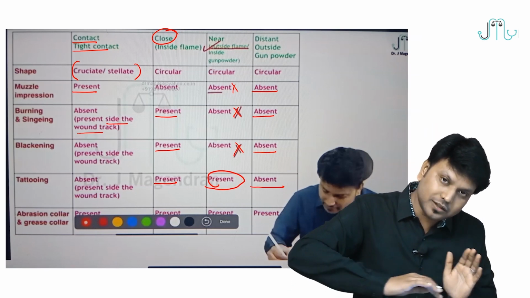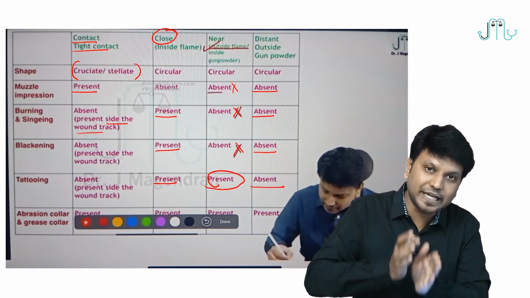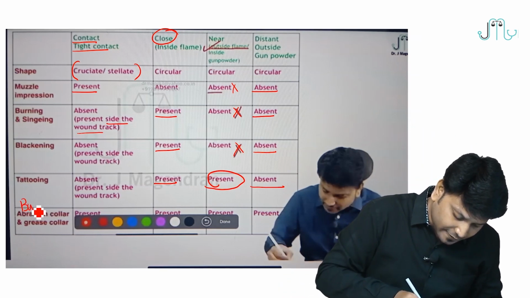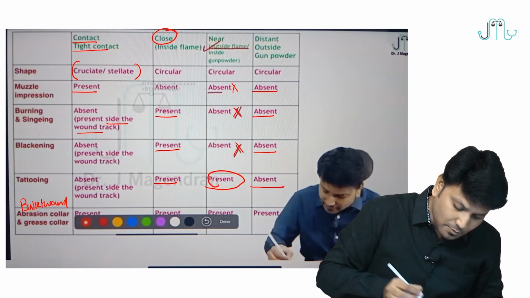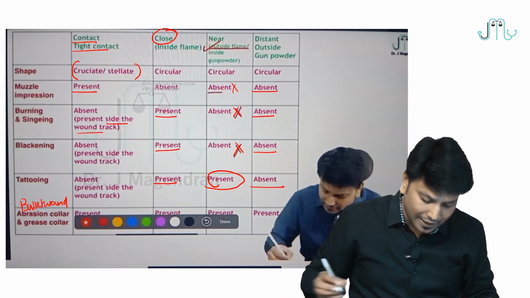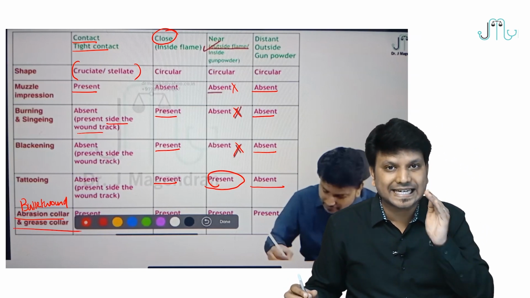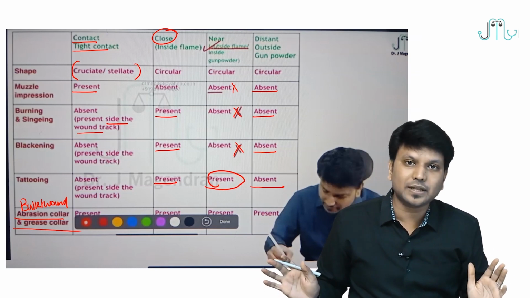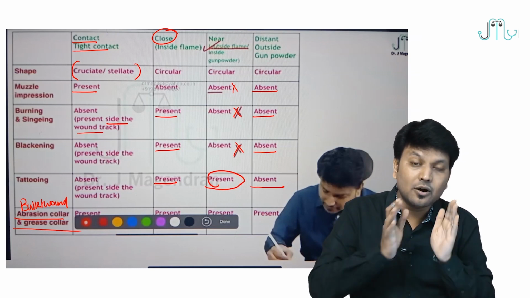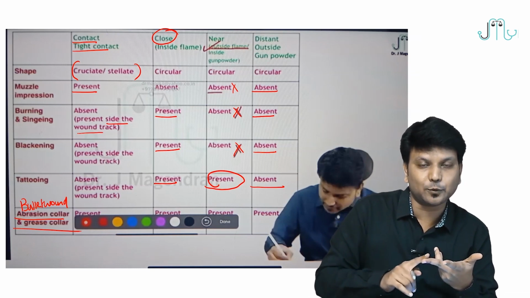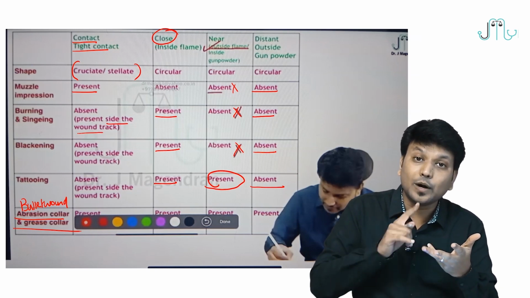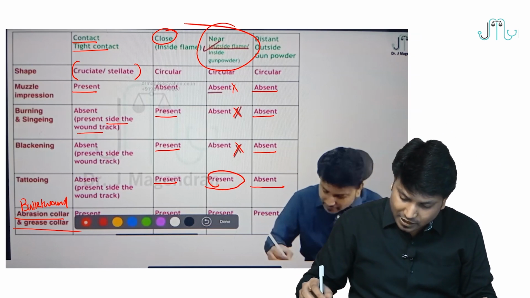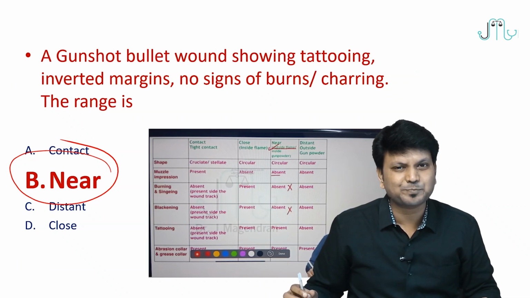And remember, in all these ranges, whether it is contact shot, close shot, near shot, distant shot, you will have the punctured wound, that is bullet wound would be there. Whenever you have this bullet wound, you will have abrasion collar, grease collar. So you can see the presence of abrasion collar and grease collar in close range, near range, distant range. So don't worry about that. Never forget about this abrasion collar, grease collar. Focus on only this burning, blackening and tattooing. Fine. No burning, only tattooing is seen. Remember, it is a near shot as we have discussed earlier. So the answer for this particular question should be near range. Quite simple, right?